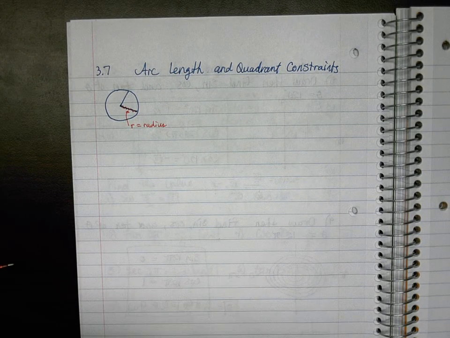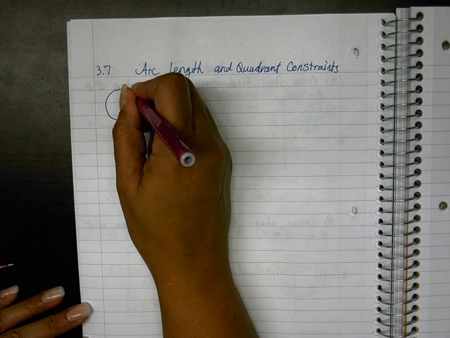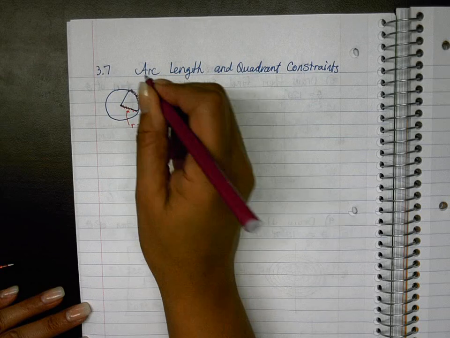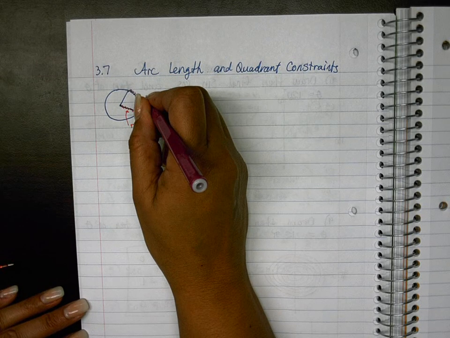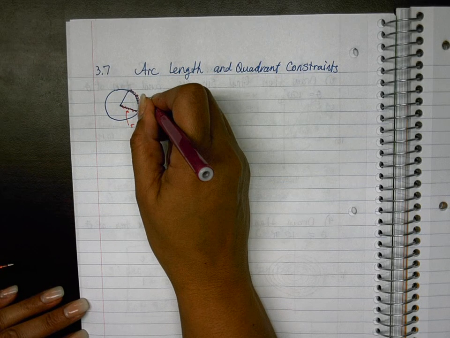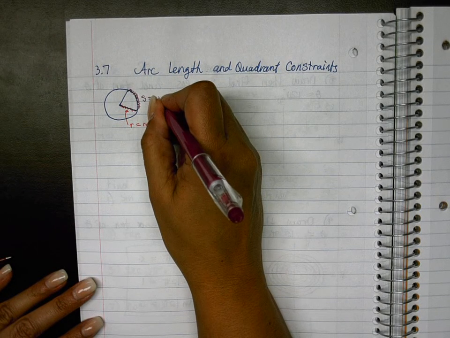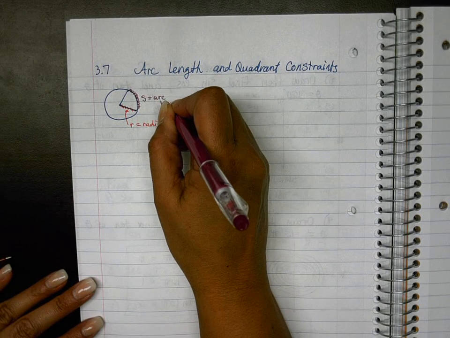This is going to represent the arc length. Length is just going to be like inches, meters, feet. And we're going to use S. Don't ask why, we just use S. S is going to represent the arc length.